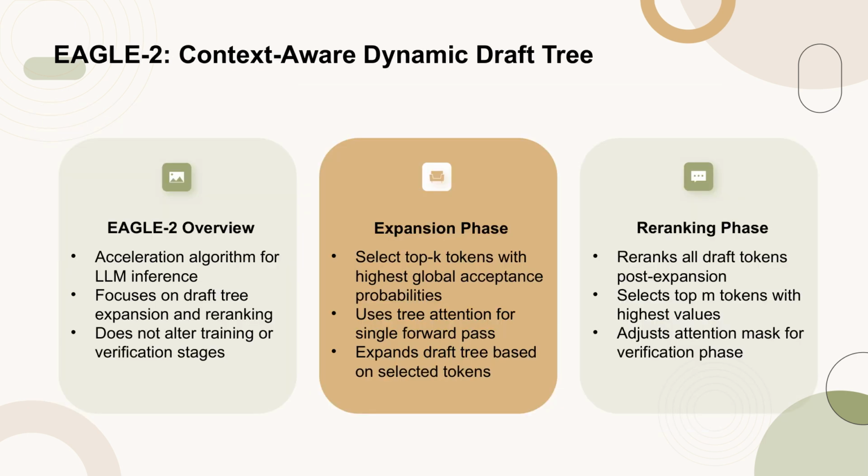EAGLE-2 is an acceleration algorithm designed to enhance the inference process of large language models by dynamically adjusting the draft tree. This algorithm specifically targets two key aspects: the expansion of the draft tree and the re-ranking of draft tokens. During the expansion phase, the algorithm selects the top K tokens with the highest global acceptance probabilities from the current layer of the draft tree and uses tree attention to compute the probabilities for the next tokens in a single forward pass. This process helps in expanding the draft tree efficiently.